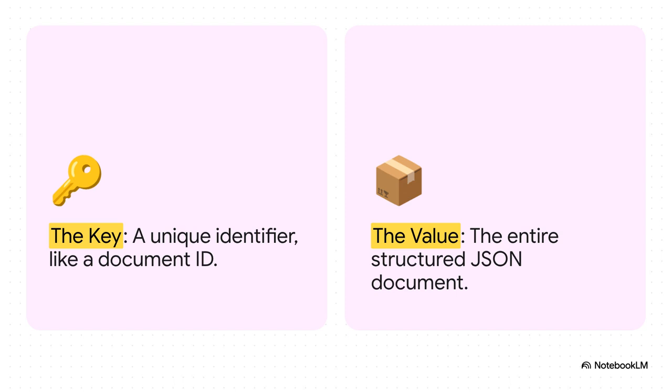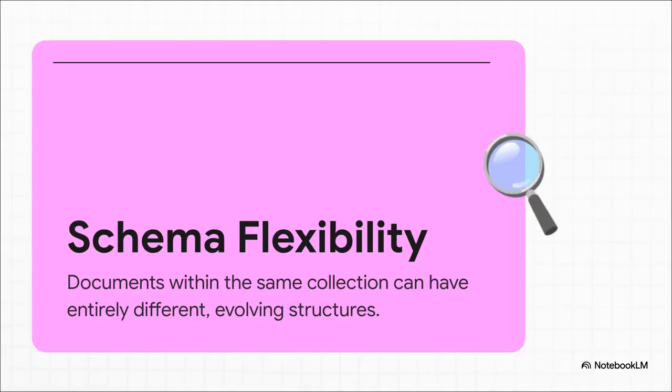Instead of joining 5 separate tables just to load one user's profile, a document database keeps everything neatly contained, totally readable, and super organized in just one place. And this brings us to a massively important concept, schema flexibility.